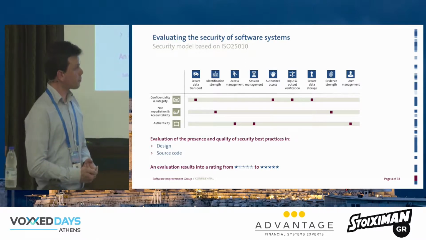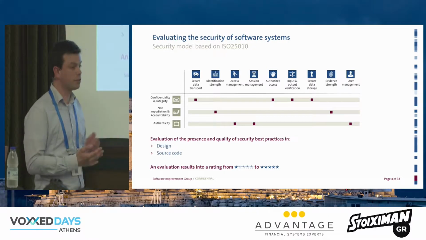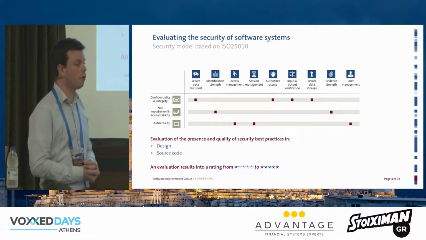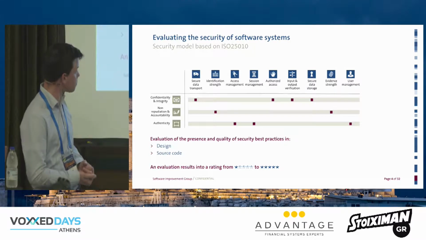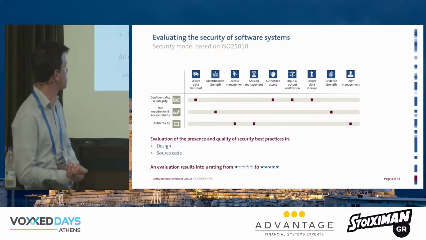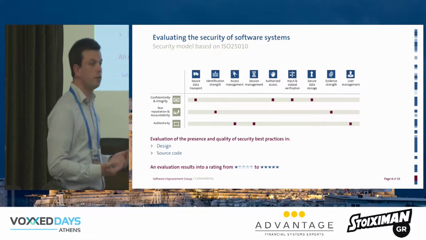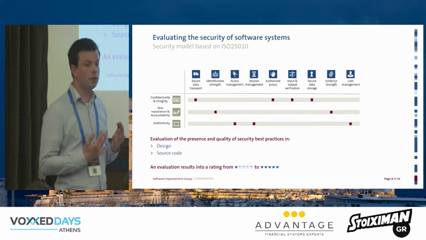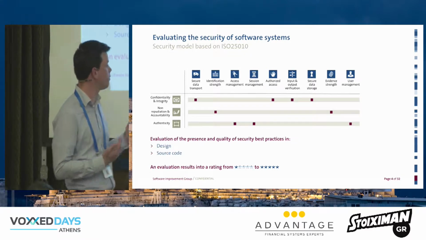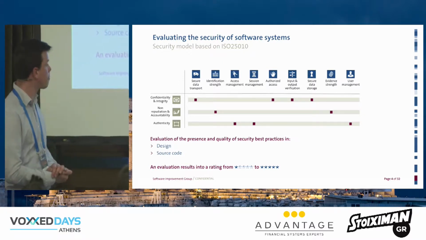And basically, we look at whether best practices in these standards have been applied in the software system, and what is the quality of the implementation. So we evaluate the presence and quality of security best practices in design and source code, and an evaluation typically results in a star rating from 1 to 5 stars. 1 star means none of the relevant and expected security best practices have been implemented, and 5 stars means you're doing a very great job.